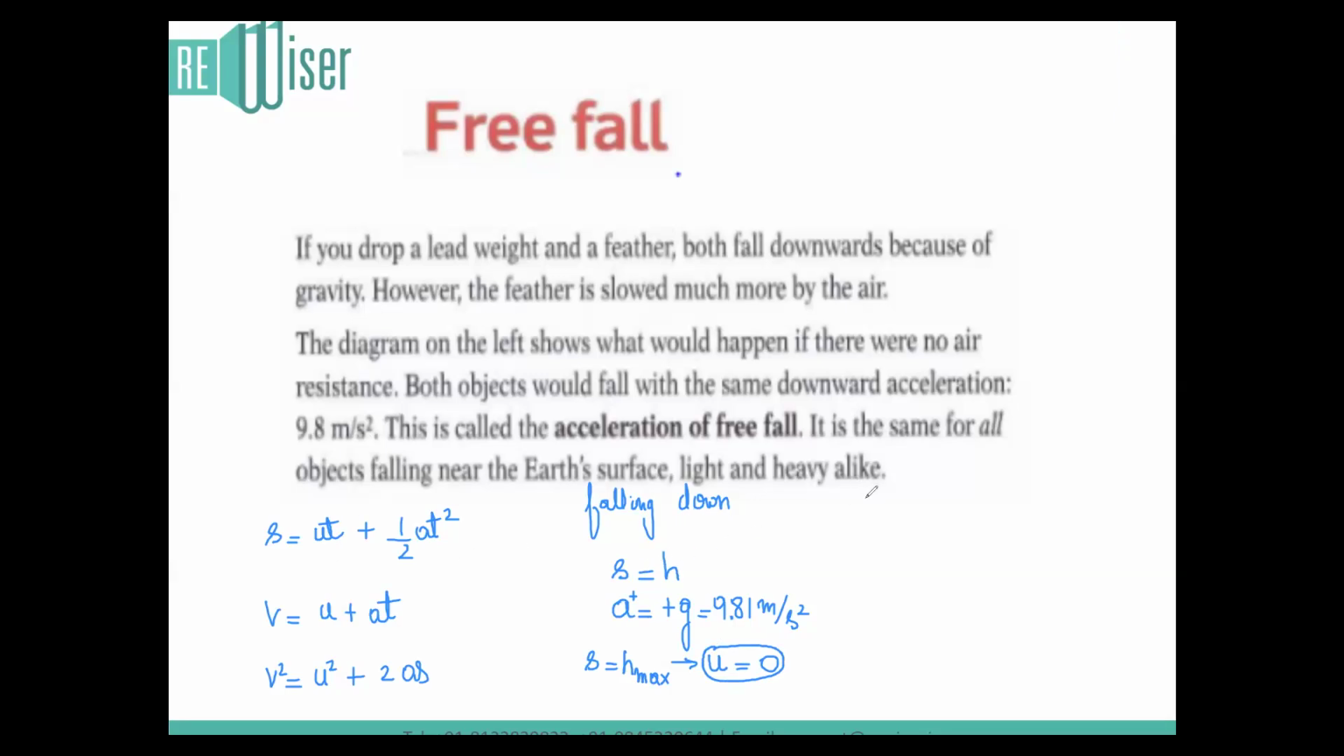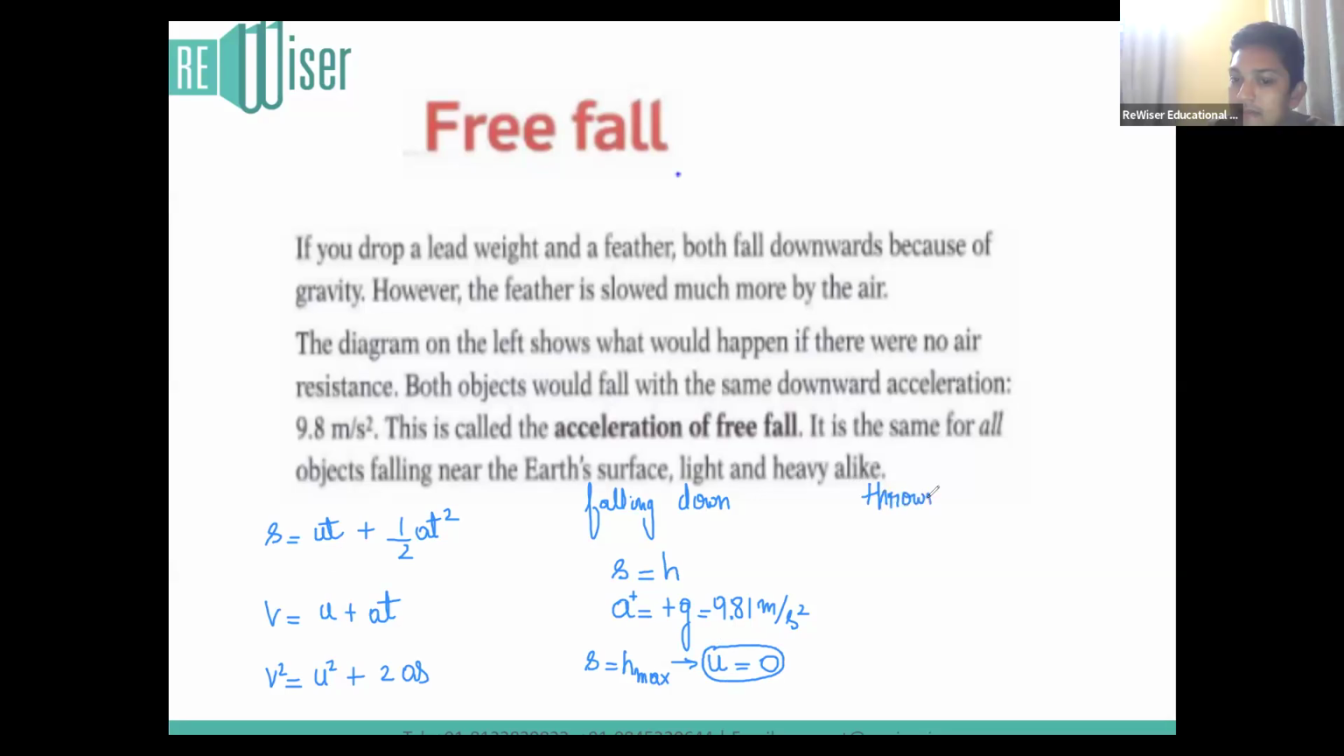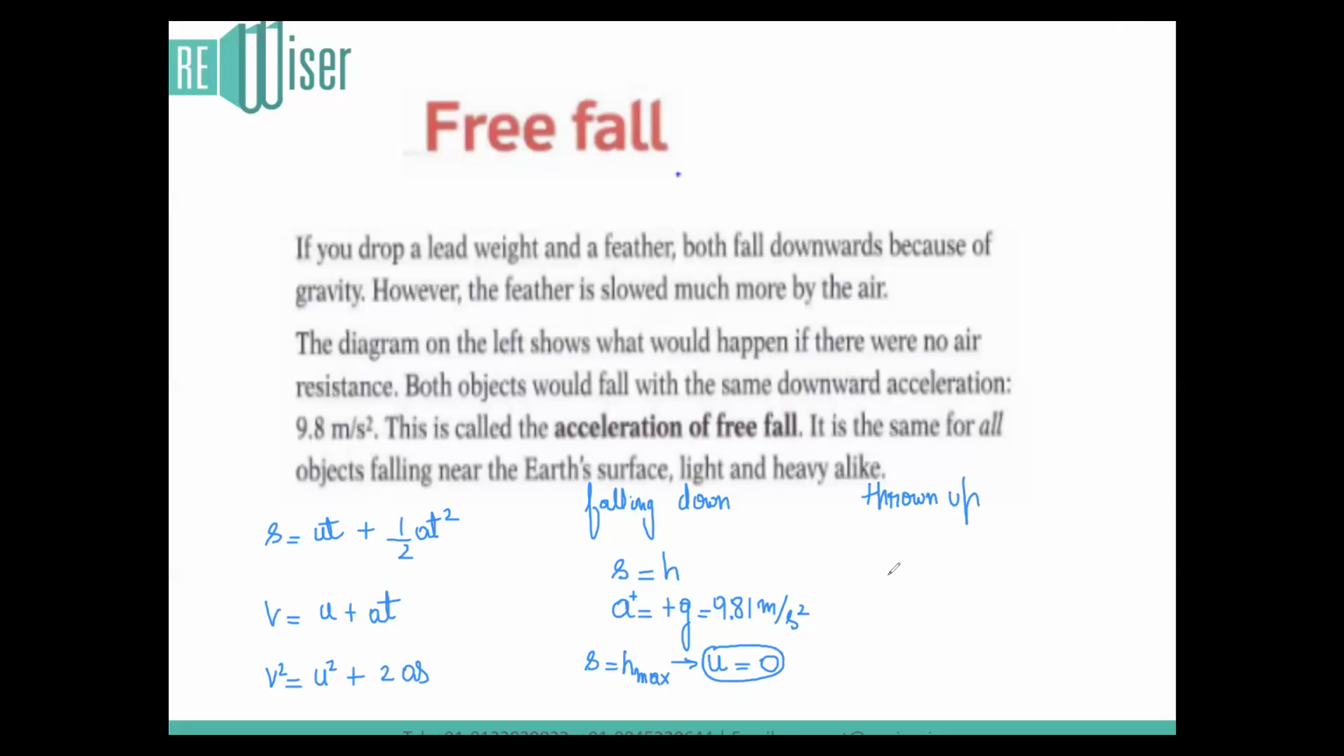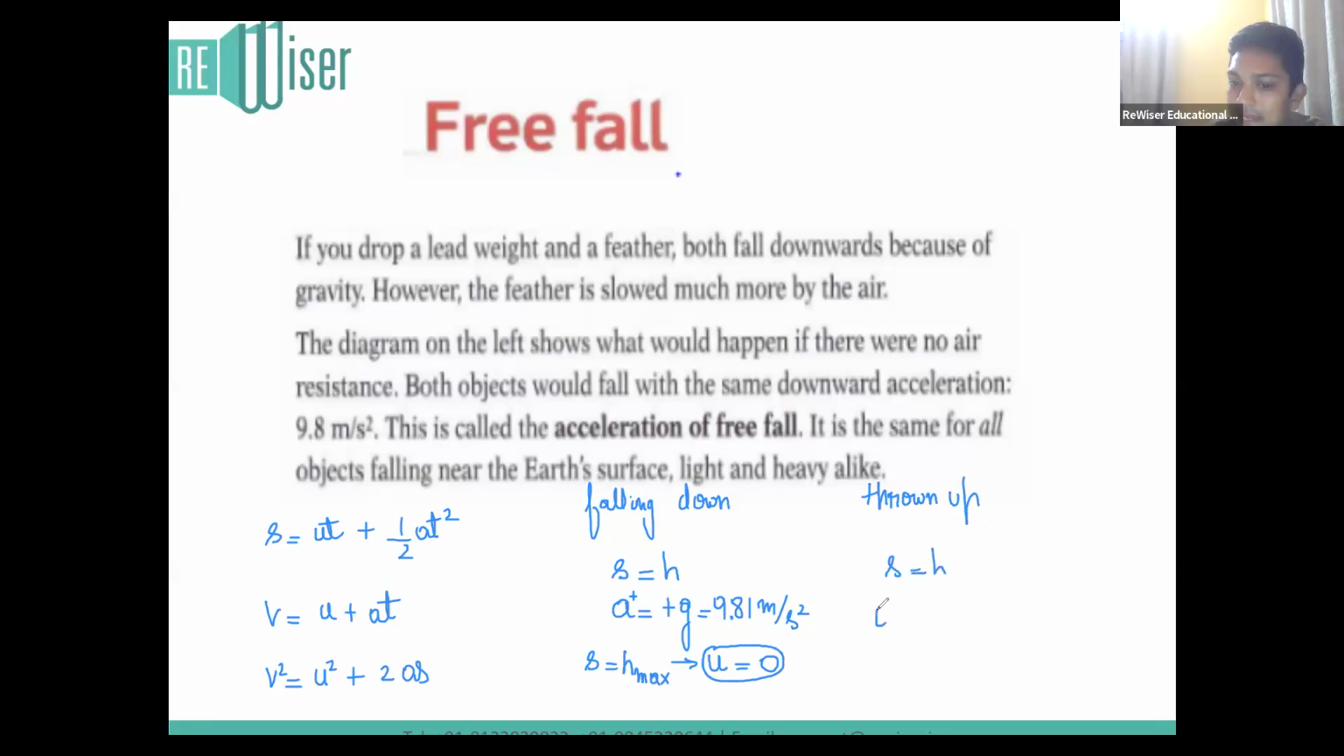Clear? Okay. What about the opposite? When it is thrown up, how do the equations change? I think s still changes to h. Correct. Acceleration here will be?